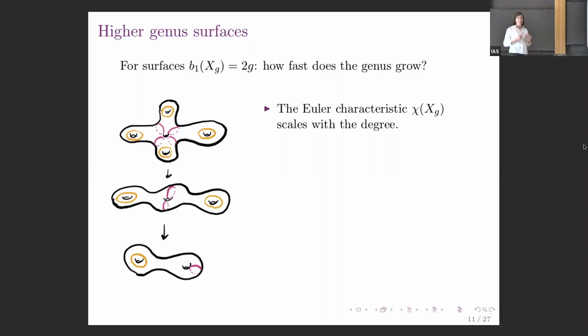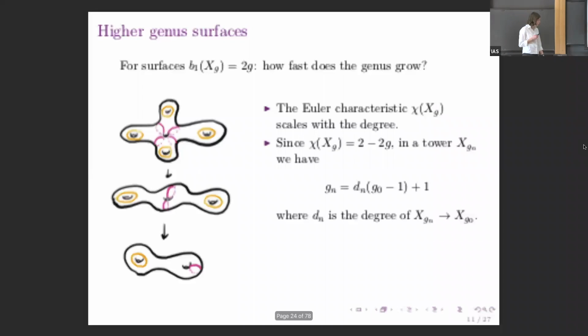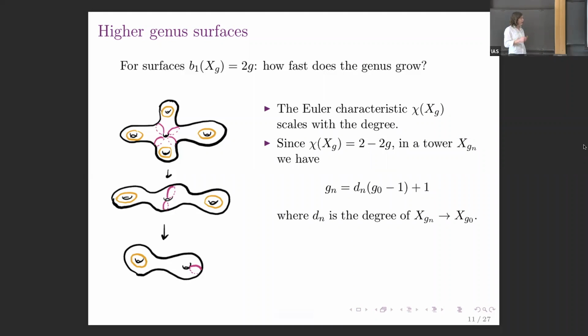The Euler characteristic scales with the degree, so that's going to be useful. Since the Euler characteristic is 2 minus 2g, we can compute the genus of the nth step in a tower in terms of the degree. By simplifying the equation, 2 minus 2g_n is equal to d_n times (2 minus 2g_0). What that tells you is that the genus of the nth cover is the degree times (g_0 minus 1), plus 1.